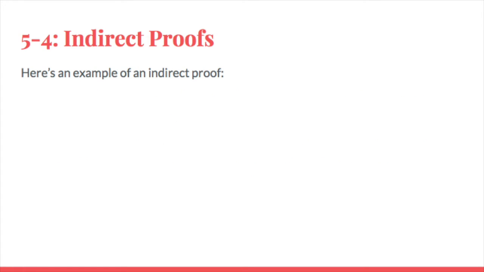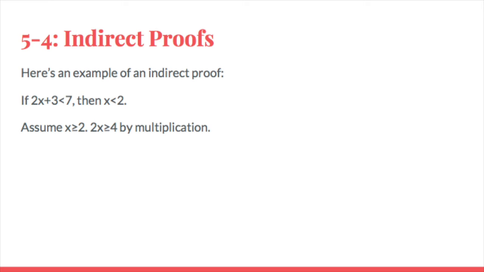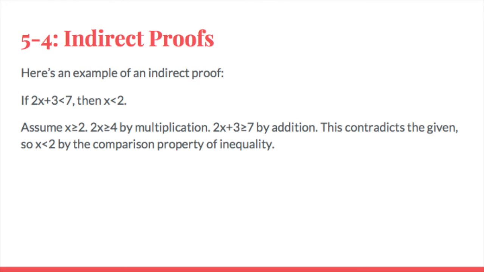Here's an example of an indirect proof. If 2x plus 3 is less than 7, then x is less than 2. Assume that x is greater than or equal to 2. So 2x is greater than or equal to 4 by multiplication. 2x plus 3 is greater than or equal to 7 by addition. This contradicts the given, so x is less than 2 by the comparison property of inequality.